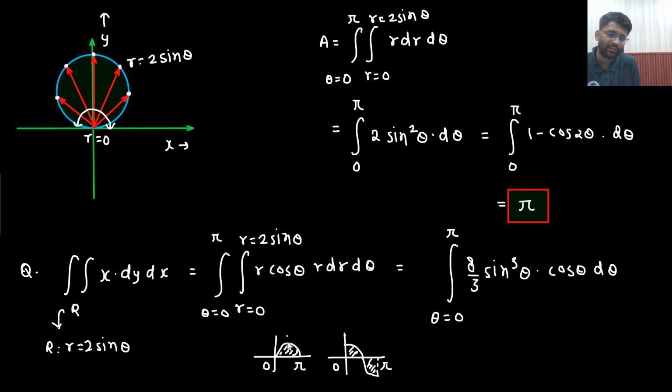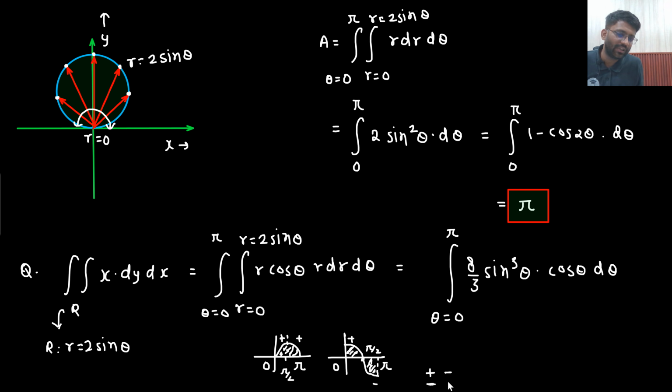Now see what will happen. This is your pi by 2. Here also this is pi by 2. Now what will happen? Positive area multiplied with positive area will be positive only. Positive area multiplied with negative area will become negative. So positive will be positive only, and positive into negative will become negative only.